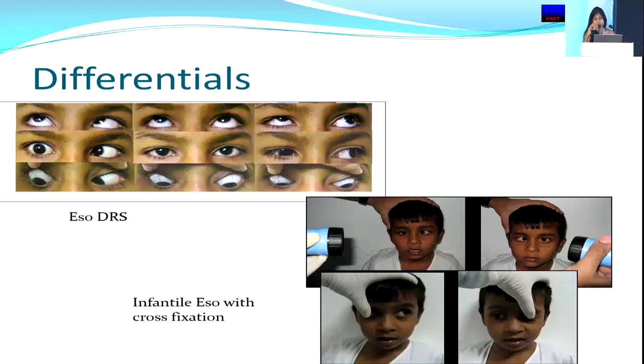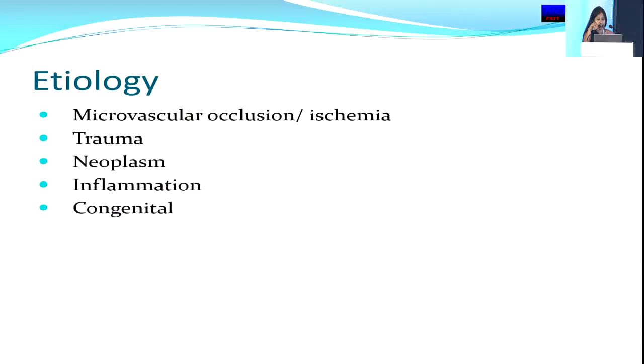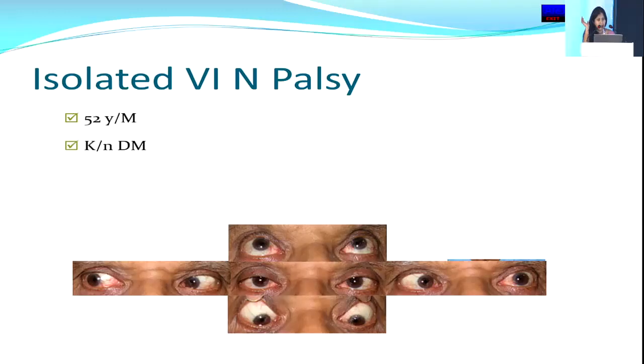As far as infantile esotropia is concerned, it's always important to check the ductions, so not just versions, ductions have to be checked. Etiology includes a whole range of causes like microvascular occlusion, trauma, neoplasm, inflammation, or congenital. This is a case where there was a risk factor of diabetes and the patient had isolated sixth nerve palsy. Very simple case to diagnose, no problem there, and will have a good recovery.